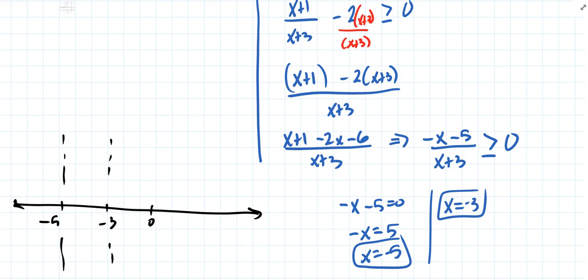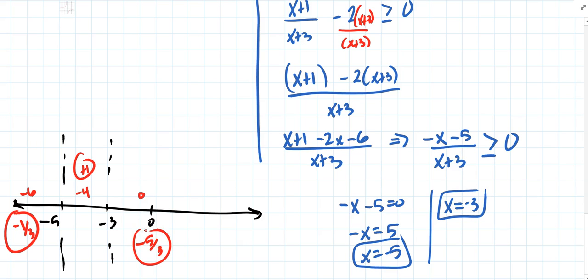You can take any test point you want in those regions. I would take the test point maybe negative 6, maybe negative 4, and then a test point of 0. If you take negative 6 and plug it back in, you would get a negative 1/3, so that'd be down here. If you take negative 4 and plug it back in, you would get a positive 1, so it would be above the x-axis there. And if you took 0 and plugged it back in, you'd get a negative 5/3, so it would be below the x-axis there.